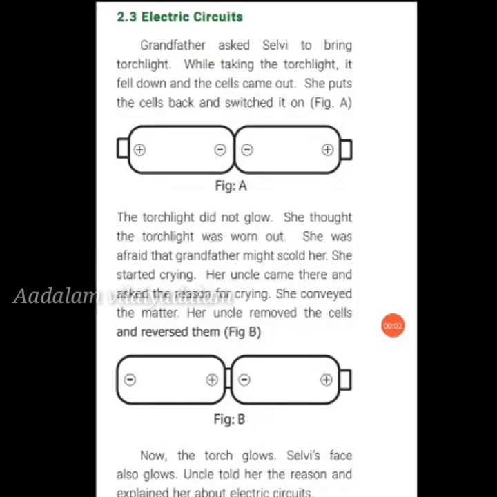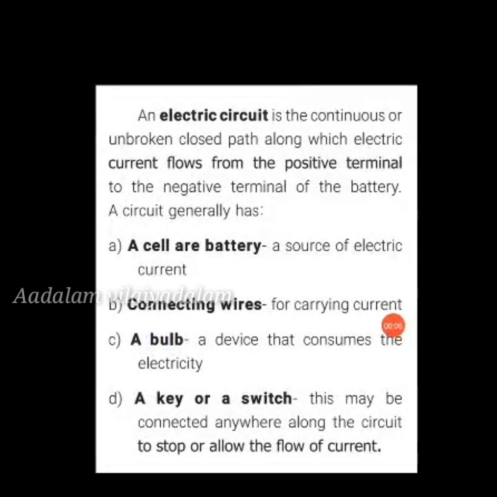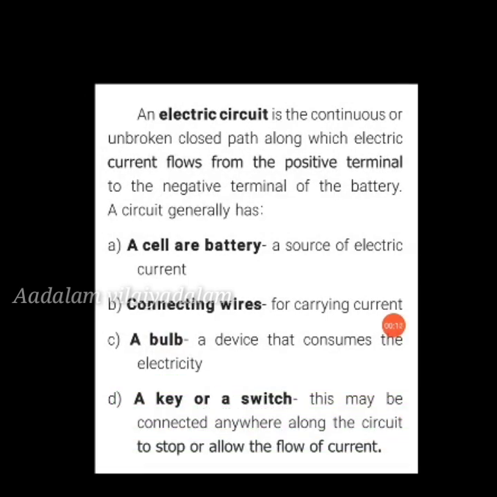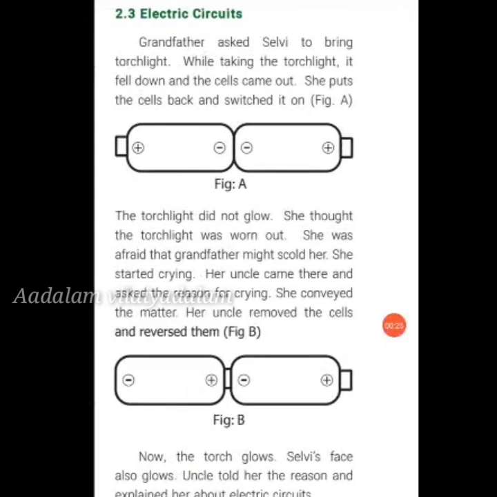Today we see the electric circuit. So what is an electric circuit? An electric circuit is the continuous or unbroken closed path along which electric current flows from the positive terminal to the negative terminal of the battery. So electric current flows from the positive terminal to the negative terminal.